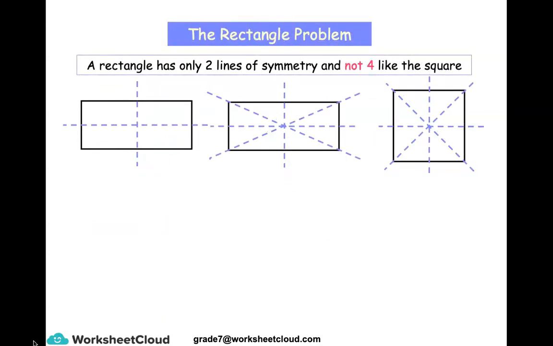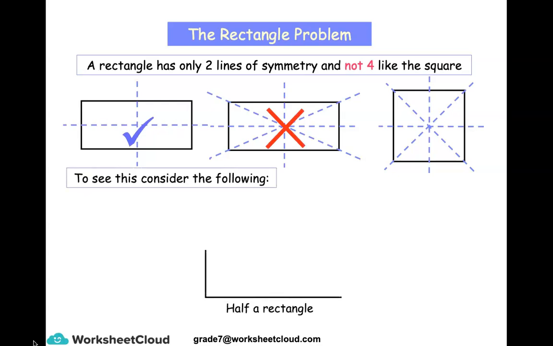Now, a common error that a lot of students make is they think that rectangles have more than two lines of symmetry because it's similar to a square, but that's not the case. We'll get into that just now. If you look at half a rectangle, you would expect that if it had 4 lines of symmetry, then along the diagonal the other half of the rectangle would fit perfectly on top of it.